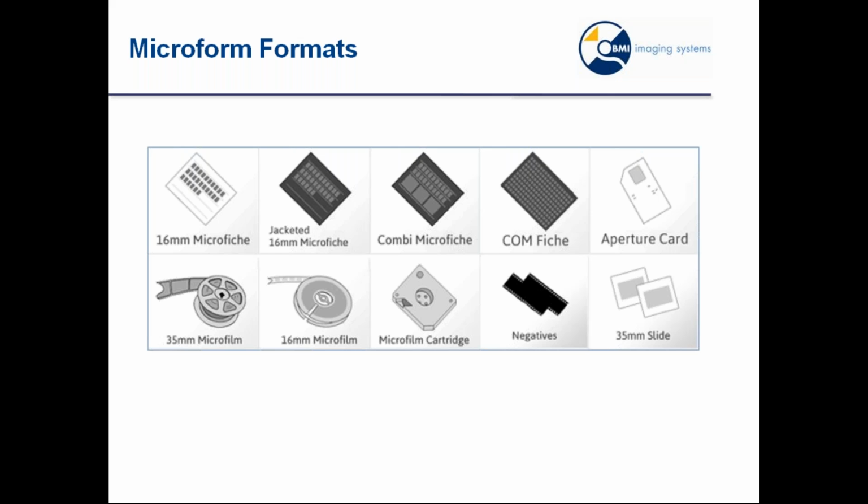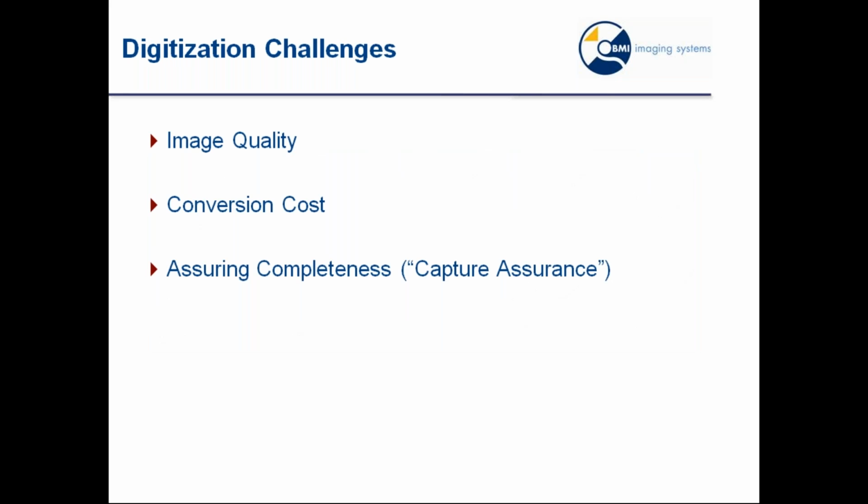Combination microfiche COM, and then there's a couple of different reel formats on the bottom row. So we're aware that you may have a combination of these. You may not be ultimately familiar with the nomenclature around them, but we can help you navigate through them. In general, today, we're talking about the conversion of microfilm and microfiche, not 35 millimeter slides or aperture cards as you see there in the graphic.